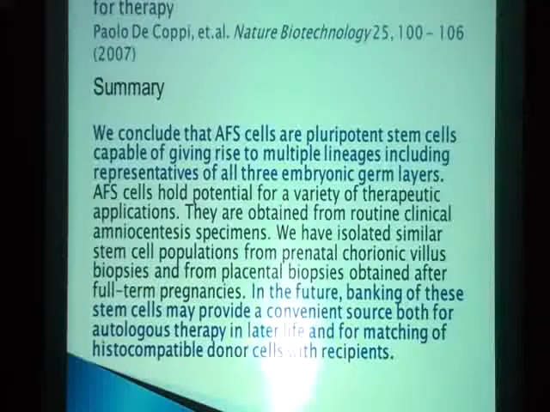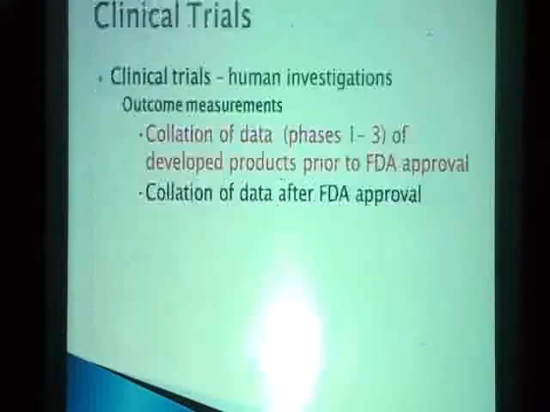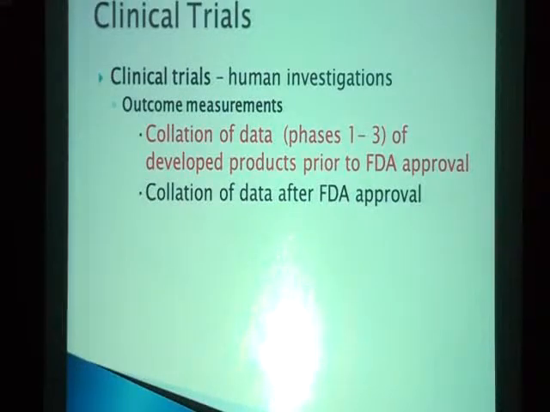And in the summary, they conclude that, yes, it can be done, and in the summary, it makes a statement, I guess it's okay, in the future, banking of these stem cells may provide a convenient source for both analogous therapy in later life and matching. So we're talking about what they resulted. These are set as facts. It shouldn't be theory, and theory should only take place, opinion should only take place in the discussion. Now we're going into clinical trials, clinical trial type of papers.